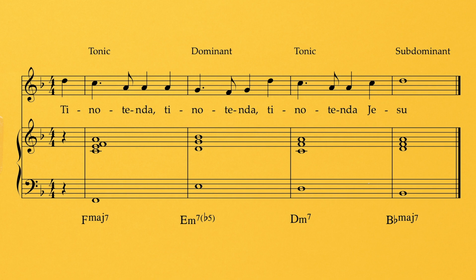Now in this version, what I've done is replace the C7 with the E minor 7 flat 5 because they all come from the same dominant family. And I've also replaced the F major 7 in the 3rd bar with a D minor 7 because they also all belong to the tonic family. Now let's try another version.